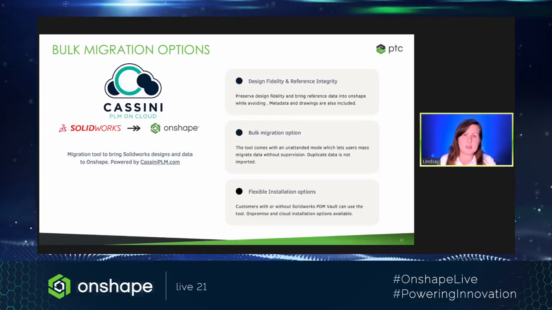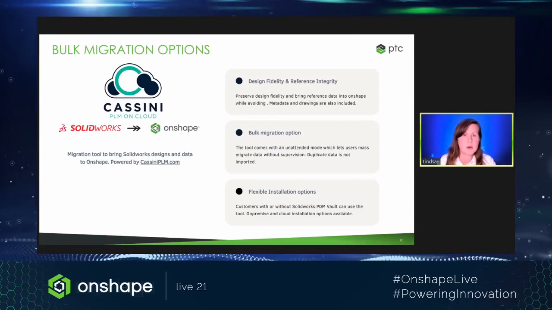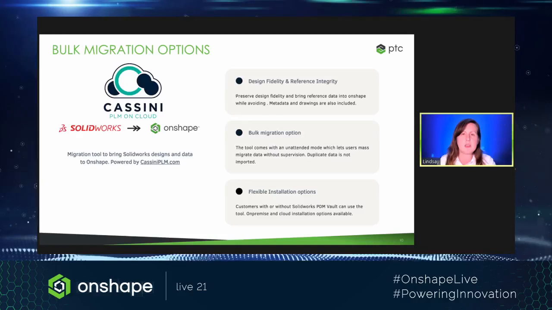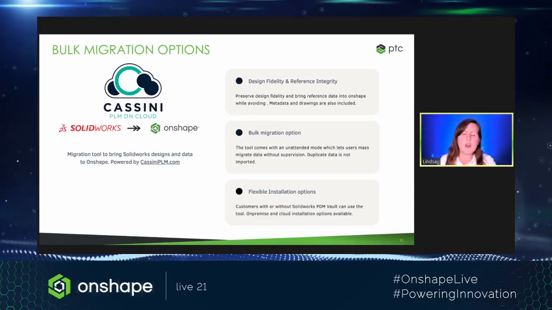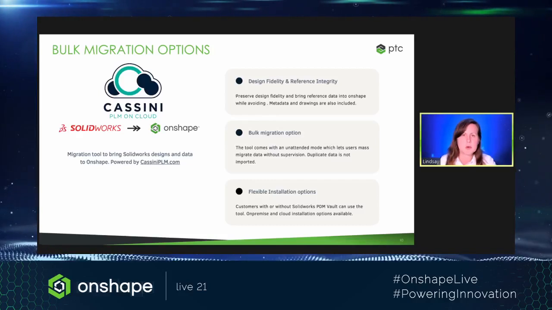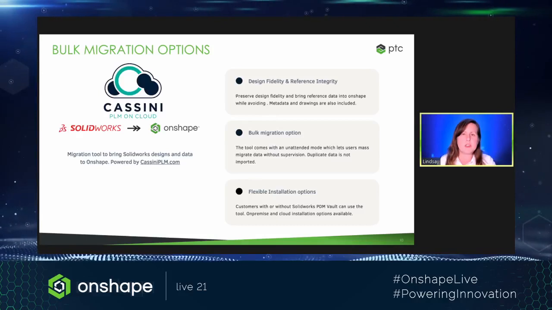Also, they can bring in custom properties. So that's another big benefit. So if you have a lot of data that you need to bring in, Cassini might be something that you want to look into. You can go to their website, cassiniplm.com, or you can also access them in the App Store, or you can talk to tech services or customer success, and we will all point you in the right direction.